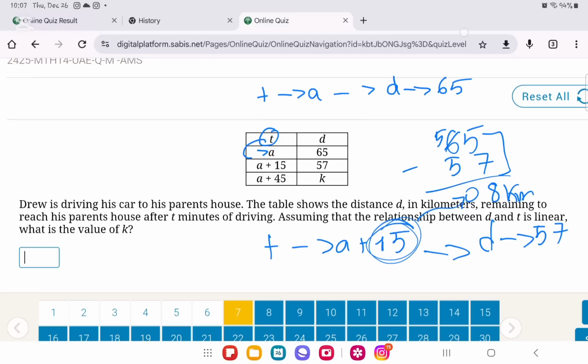Okay? But now they told us in this part over here, it became A plus 45. So time became A plus 45. How much will the distance become?